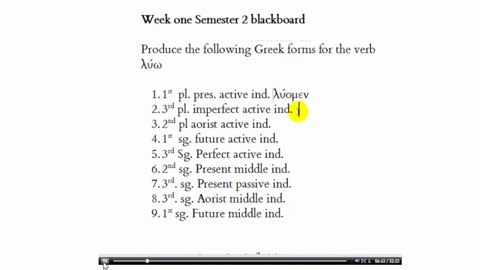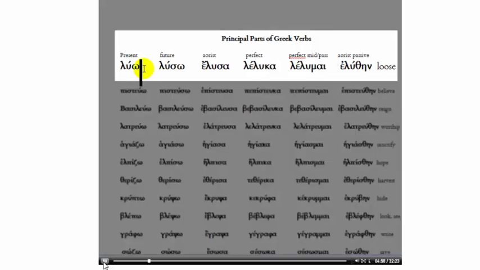Okay, let's take a look at the second one. That was easy enough, hopefully. The second one, we want the third person plural imperfect active indicative of luo. Well, the imperfect is again going to be built on the first principal part, which hopefully we don't need to look up again. But if we did, it would be this one, luo.